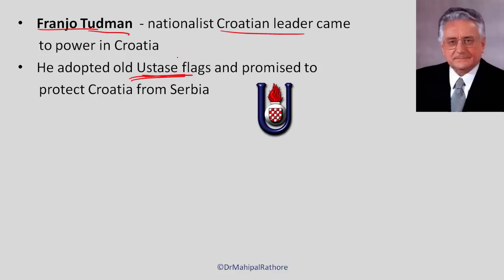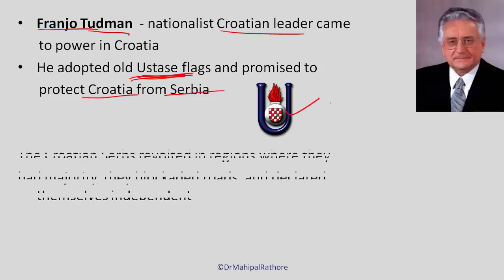Remember that militia who had done genocide of Serbs? So this Ustashi flag was adopted as the flag of Croatia, and he promised to protect Croatia from Serbia. This checkered flag was a very bad thing. It brought back bad memories to all the Serbs who were living in Croatia, and they started protesting against the policies of Franjo Tudjman, this new government.